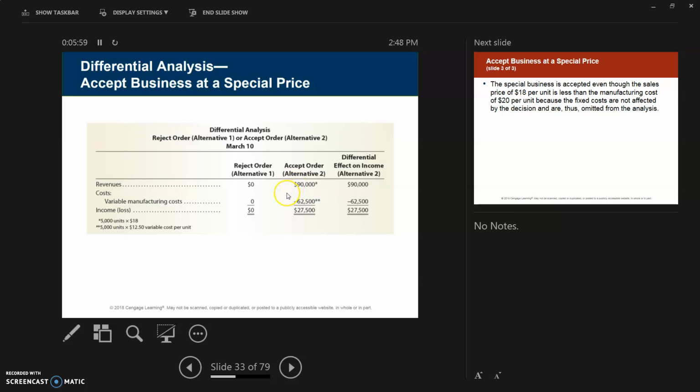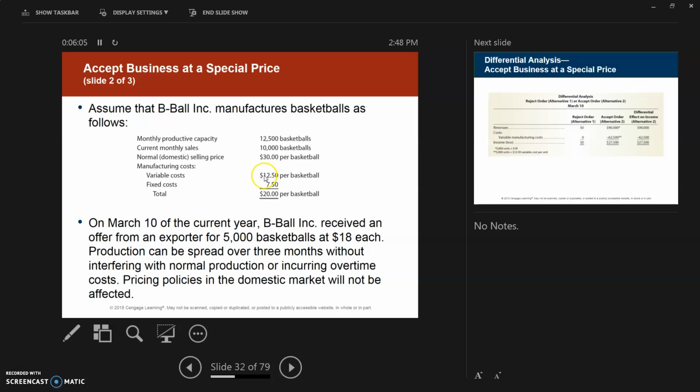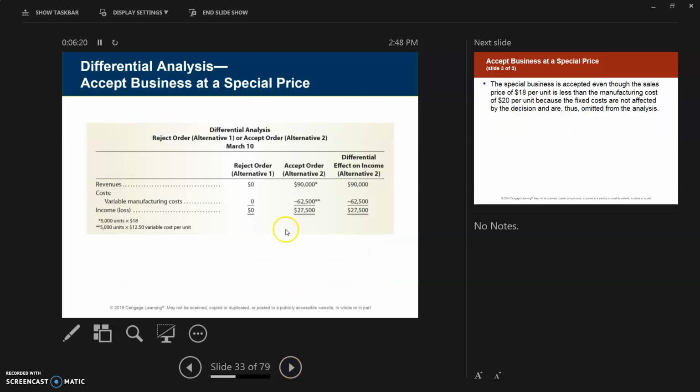Your costs, and here's the thing to consider. Let's go back to our costs. Our variable costs are $12.50 per basketball. Remember, variable costs: the more I produce, the more variable costs I have. So I will have variable costs in the amount of 5,000 times $12.50. Here that is, minus 62,500.